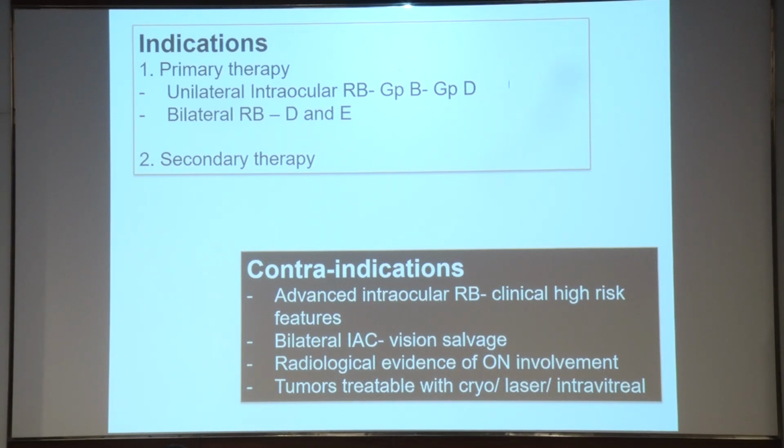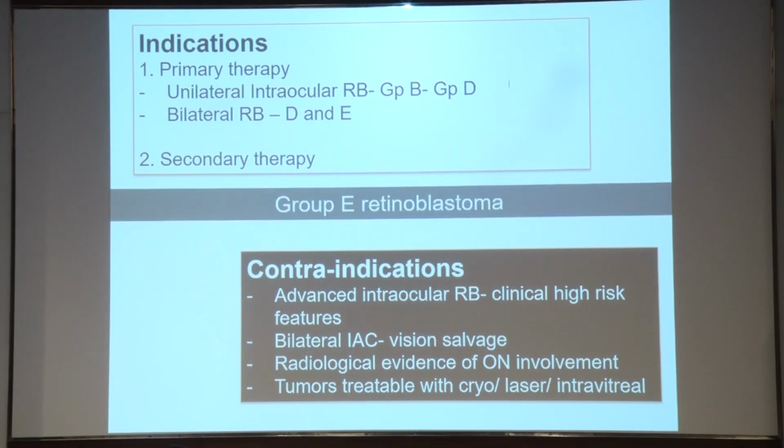bilateral IAC if you want a vision salvage, because intra-arterial chemotherapy has a downside. It can lead on to vascular occlusion and the child can have massive choroidal atrophy, central retinal artery occlusion, and not have vision in that eye. So if you want to save vision in one of the eyes, never go for a bilateral IAC, and radiological evidence of optic nerve involvement.